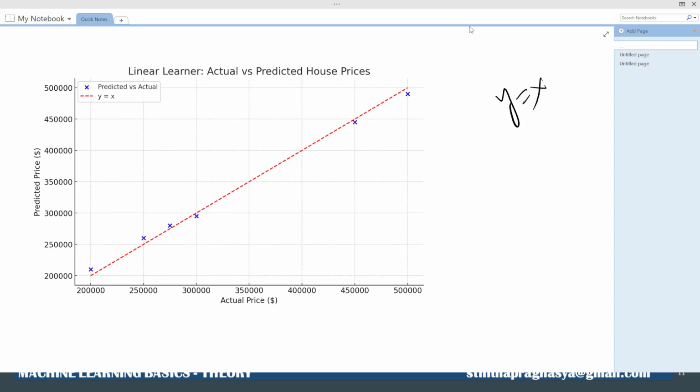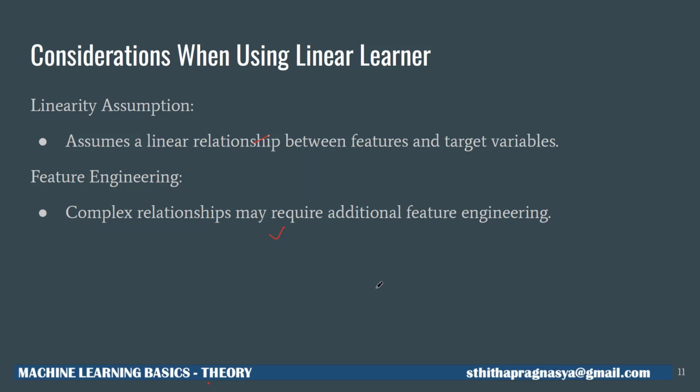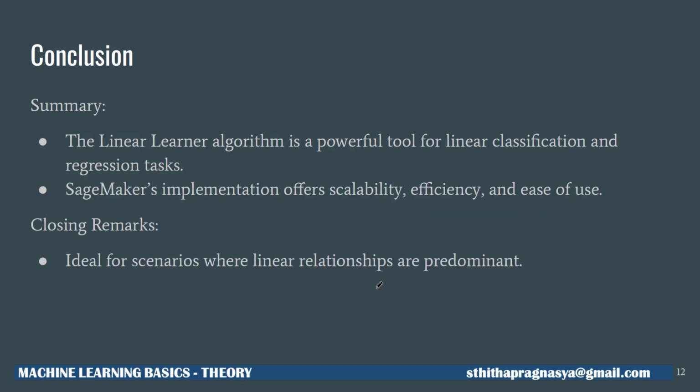The linear learner algorithm provides a simple yet powerful method to predict continuous values like house prices by learning a linear relationship between input features and the target variable. With this approach, businesses can make data-driven decisions such as setting competitive prices in real estate. So that's about our example.